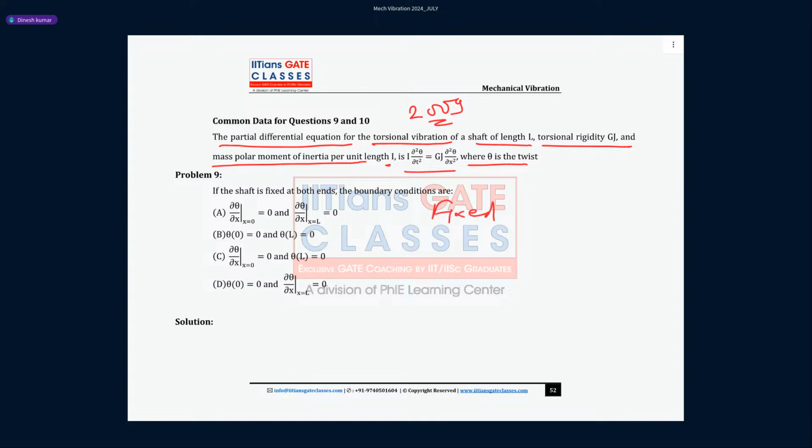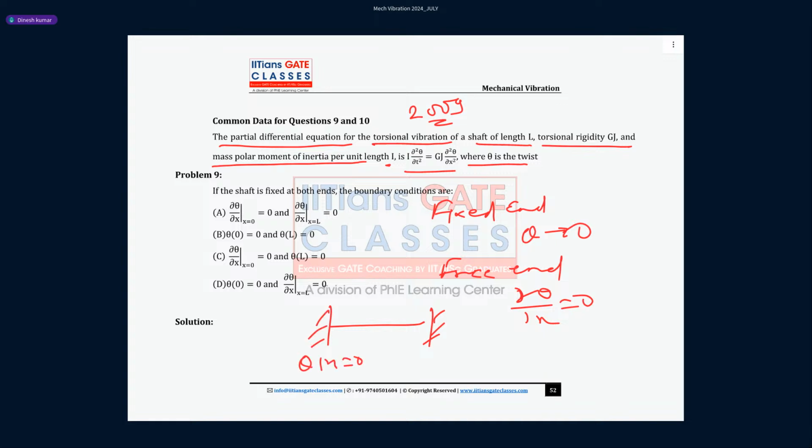for fixed end, what is the condition? Theta is 0. And what is the condition for free end? In case of vibration of shaft, dou theta by dou x is 0. Now here they told both ends are fixed. So what is the answer? Theta at x equal to 0 will be 0 and theta at x equal to L will also be 0. So which is the correct answer?